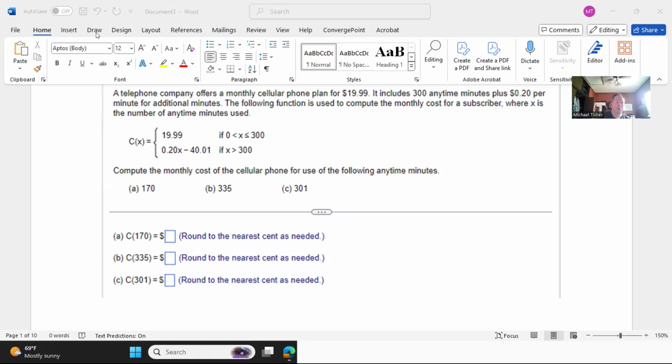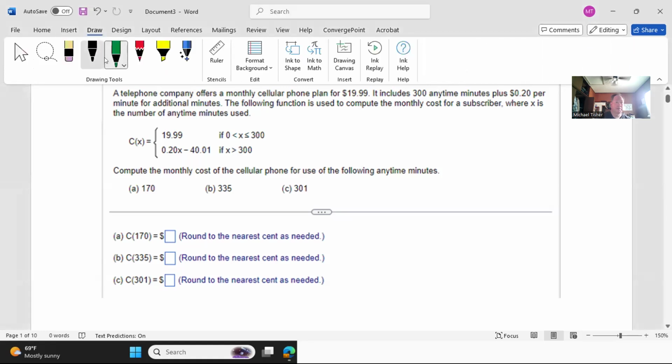So let me go ahead and write that out. Piecewise function. All right, and a piecewise function is just several functions pieced together and they become one big function. So again, a piecewise function is just several functions pieced together that form one big function.